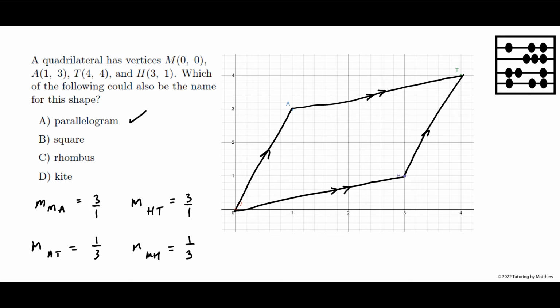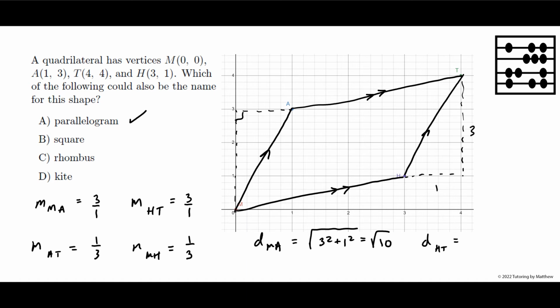We can do that by next determining the distance between the sides. So the distance from M to A is best found by making a triangle. You make a triangle here and use the Pythagorean theorem. It's the square root of 3 squared plus 1 squared, which is the square root of 10. And we can similarly find the distance from H to T. Again, making a triangle here, you can see that it has sides of 1 and 3. The square root of 1 squared plus 3 squared is the square root of 10. So we know that these sides are congruent.